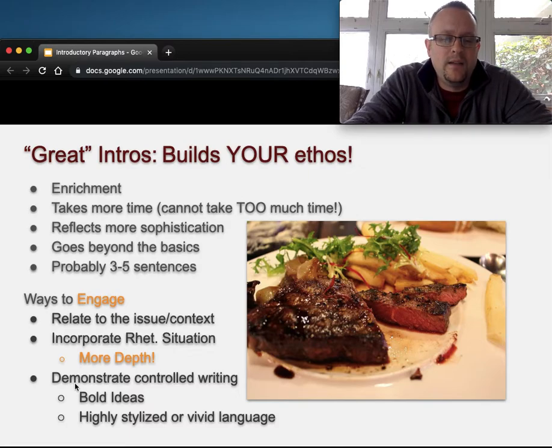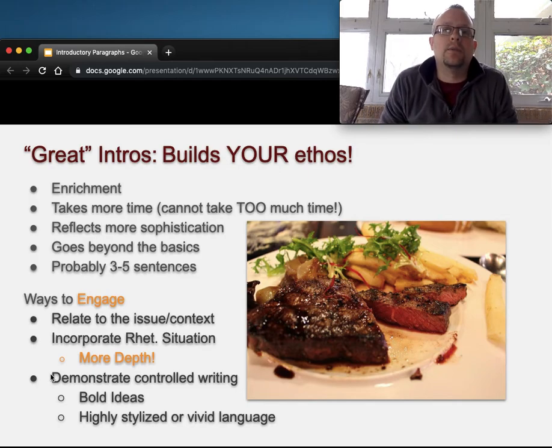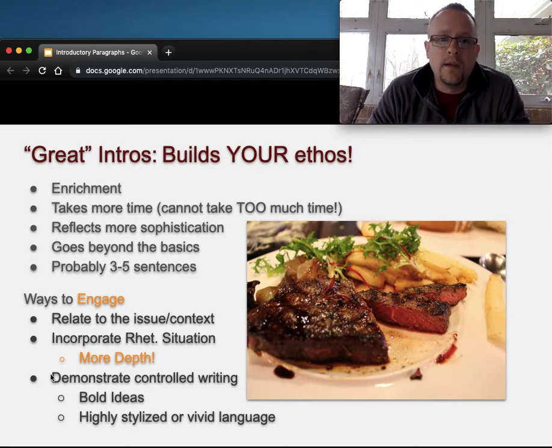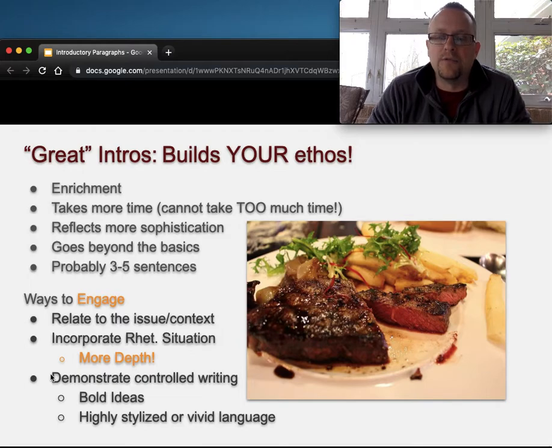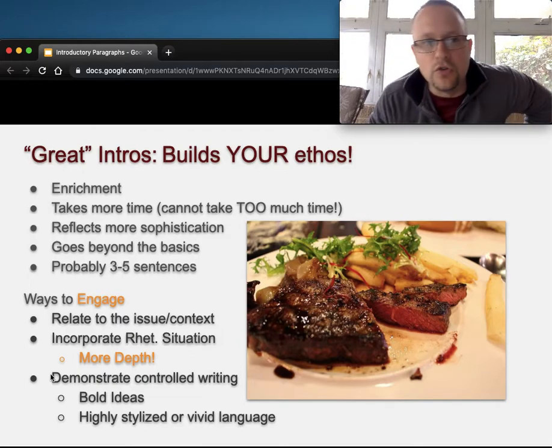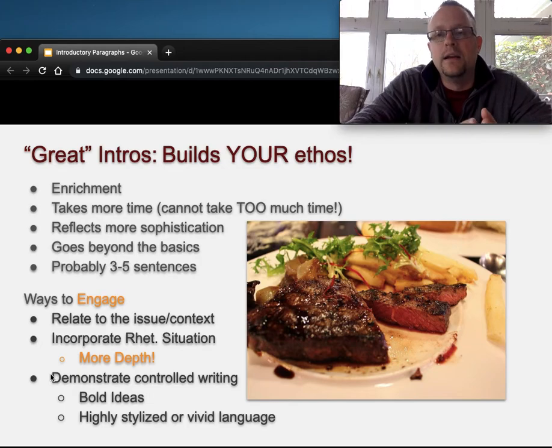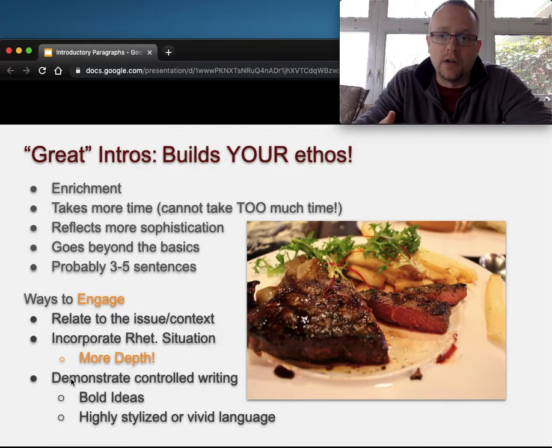And then it's also good to try to demonstrate controlled writing. In simplest terms, what does it take to be a good writer? You have a focused argument, you have evidence and support, and you know how to write. And so demonstrating controlled writing through bold ideas or vivid language and words and using your own stylistic manners where you're not trying to overshadow the passage, but your voice, your natural style as a writer is coming across. That's a way in which you can certainly engage your reader, build a stronger introduction.